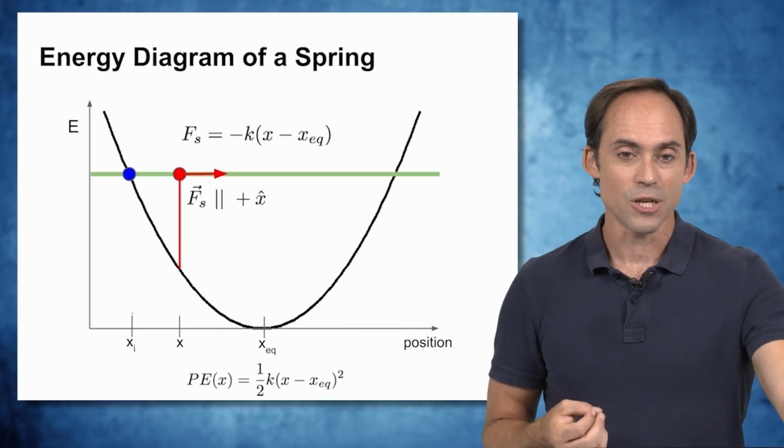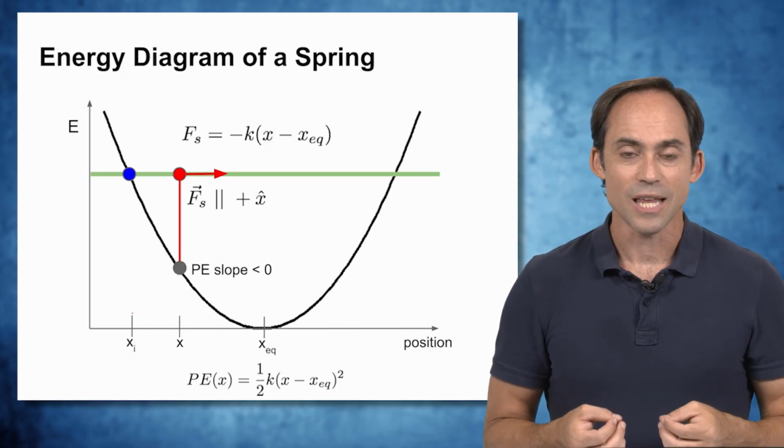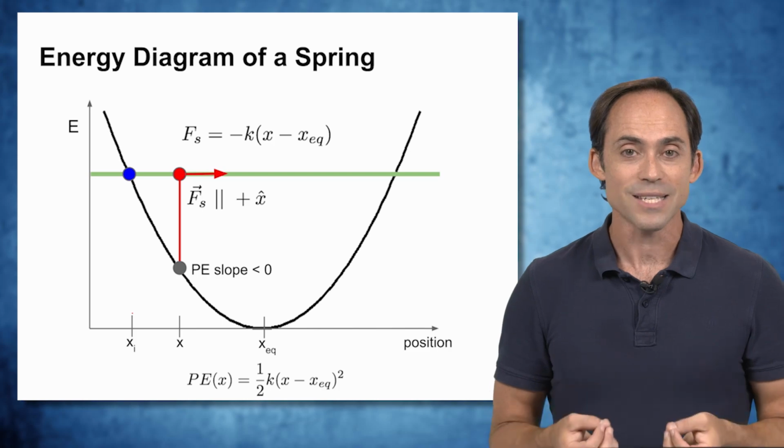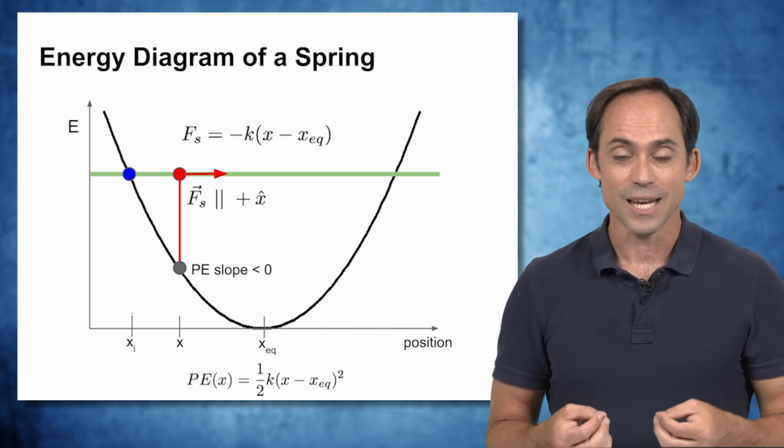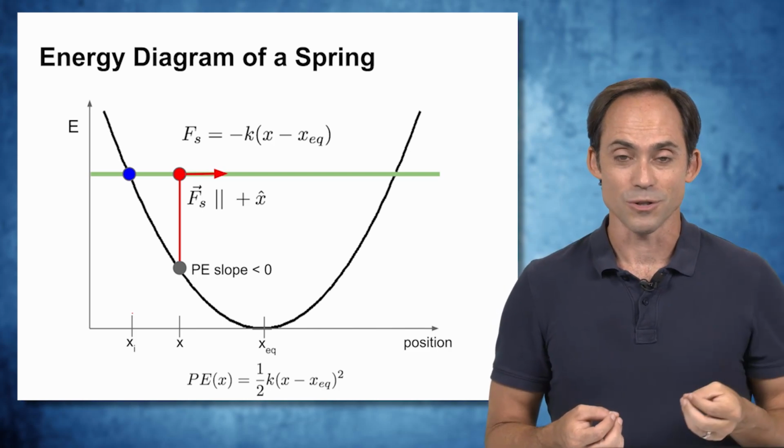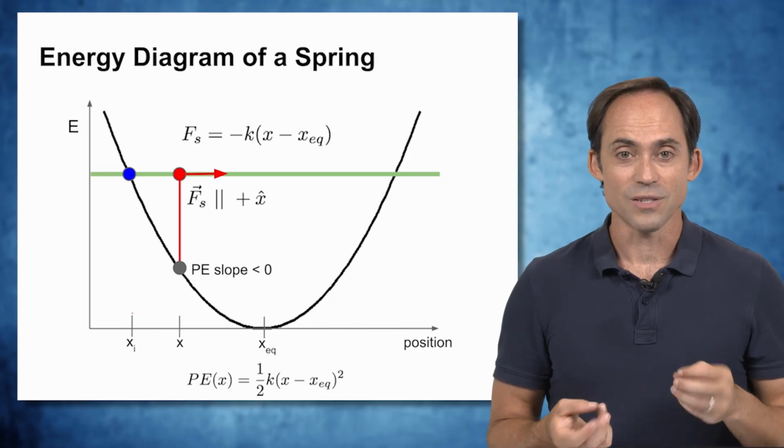Well, let's look back at the potential energy curve at this point. You can see that the slope at this point is less than 0. It's a negative slope. It's getting bigger as we go to smaller numbers. So that is an opposite case.